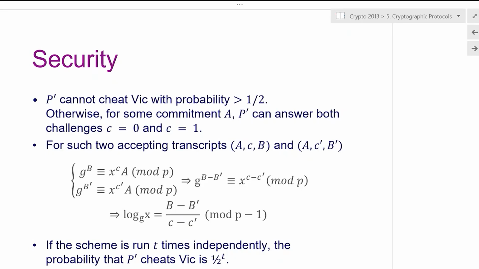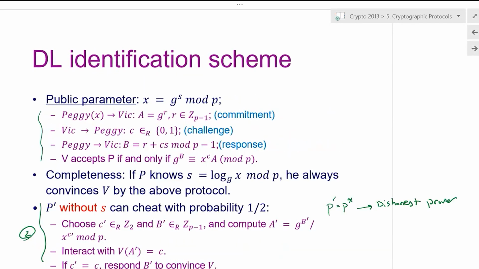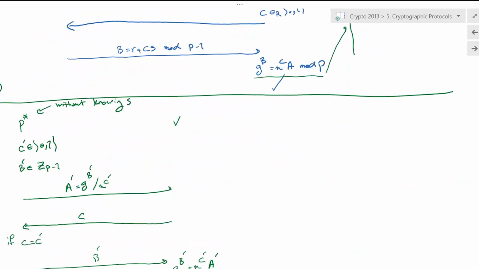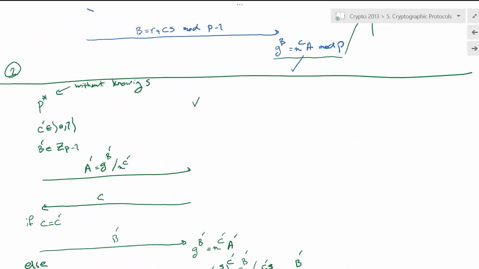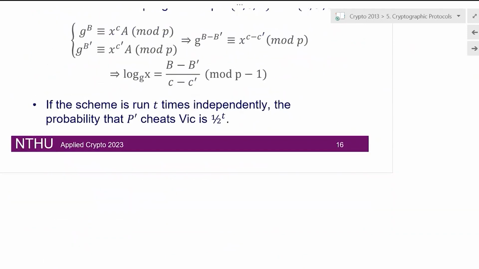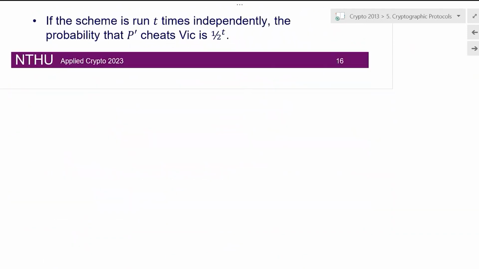All right. So I think on the previous page we discussed a scenario where the dishonest prover can cheat without even knowing the witness, and that happens only half of the time. Over here we are going to discuss that this can happen only for 50% of the time, but not more than that.